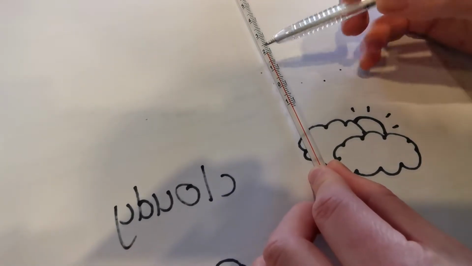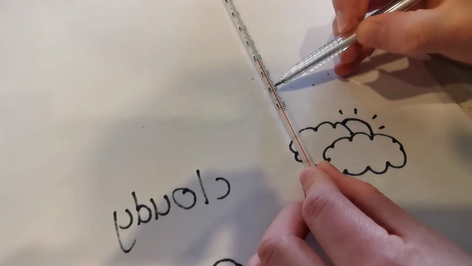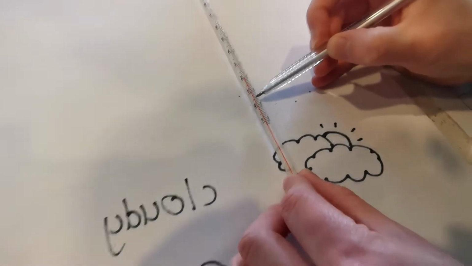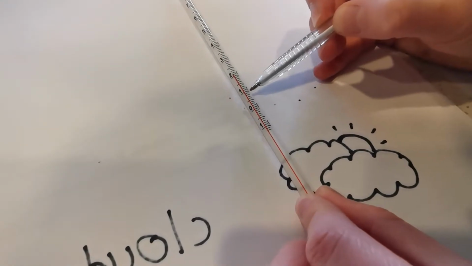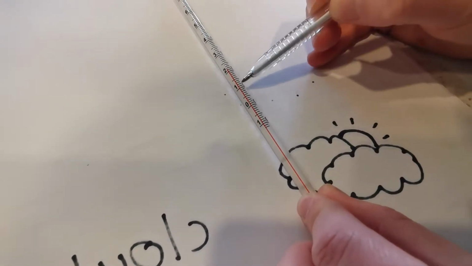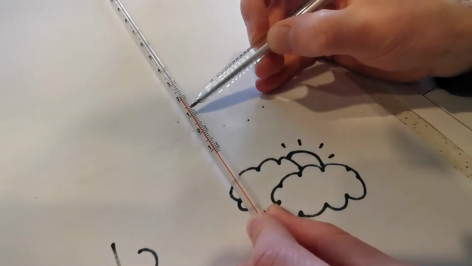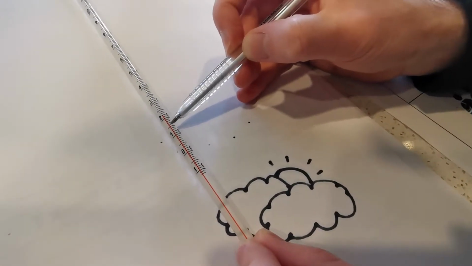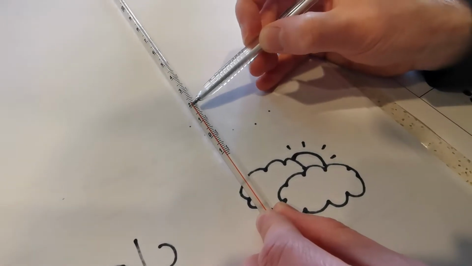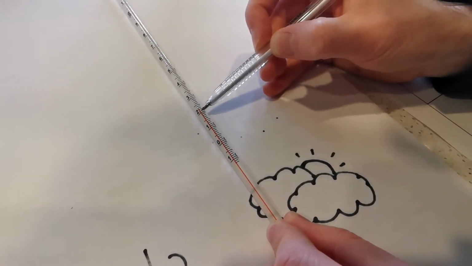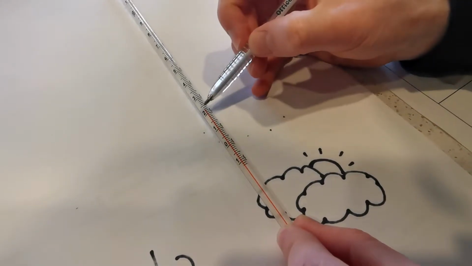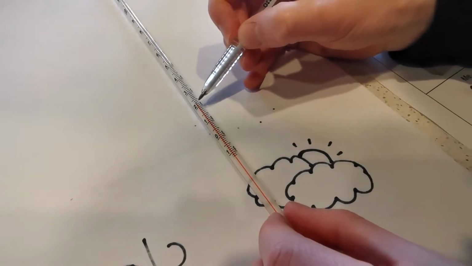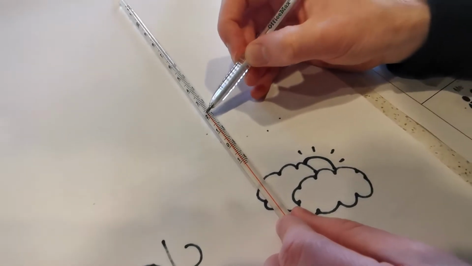So what we do is we count up. So it was 1, 2, 3, 4, 5. That would be 5 degrees. 6, 7, 8, 9, 10. So that's 10 degrees Celsius. 11, 12, 13, 14, 15 degrees Celsius. 15, and then we've got 16, 17, 18, 19, 20, 21, 22, 23. The red line is right up at 23. So inside my house, it's 23 degrees Celsius.